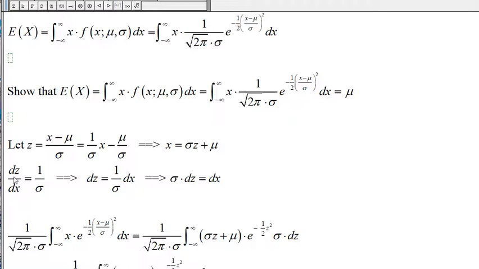The derivative of z with respect to x will be 1 over sigma. Mu over sigma is constant, so the derivative is 0. So from here we get dz is 1 over sigma times dx. We multiply both sides by sigma, we get sigma dz is equal to dx.